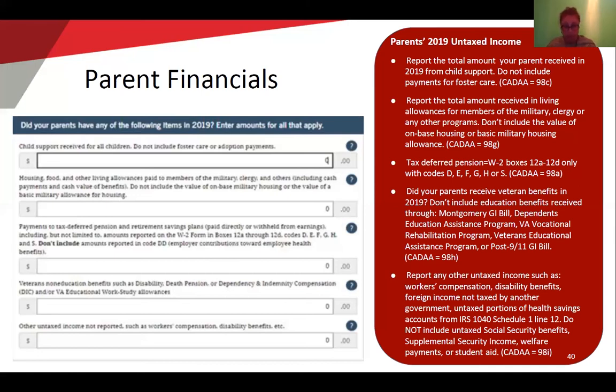Next type of untaxed income that we do see fairly commonly reported on the application has to do with tax deferred pension value. And that can be found if your parents worked in 2019 and they have a W-2. You want to look at the W-2 form and locate boxes 12A through 12D and determine if there is an amount reported with the following specific codes. And those codes are D as in dog, E, F as in flag, G, H, or S as in Sam. So those are the very specific codes with amounts reported under boxes 12A through 12D. If there is no amount that's applicable, again, you're going to enter 0.